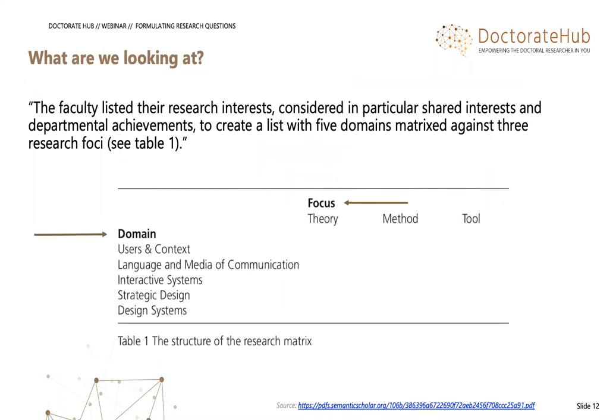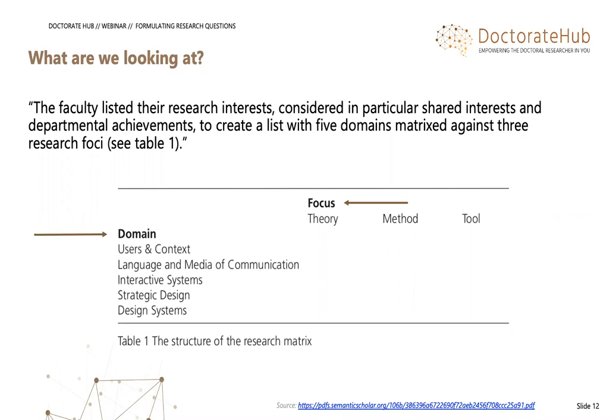Now, what are we looking at? Let us take this example, which is provided in a handbook and which looks at the case. The faculty listed their research interests, considered in particular shared interests and departmental achievements, to create a list with 5 domains matrixed against 3 research foci. And you will see on the left side the domains, which are listing users, context, language and media of communication, interactive systems, strategic designs, and design systems.